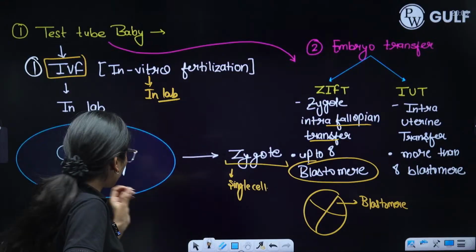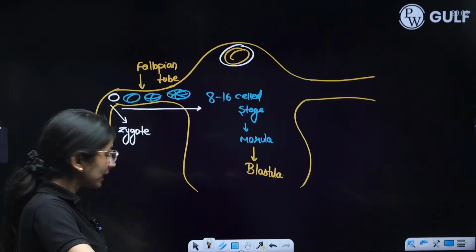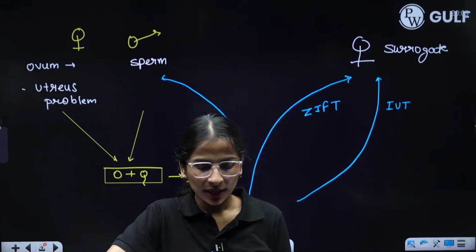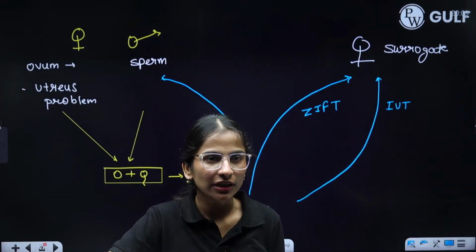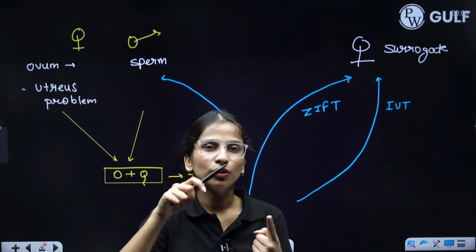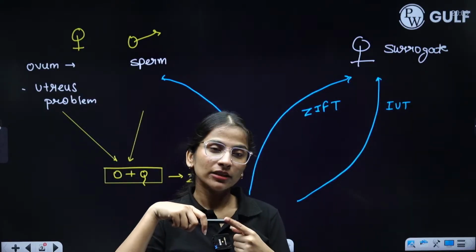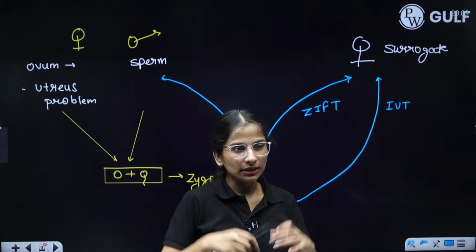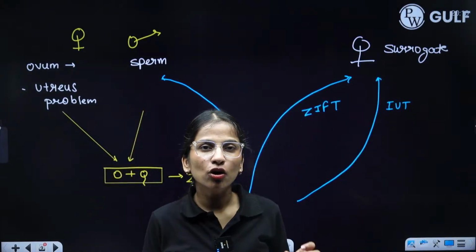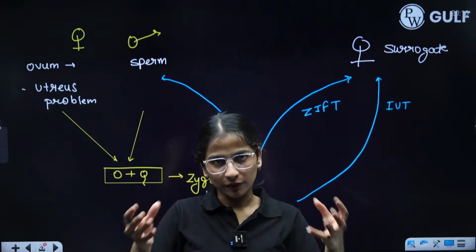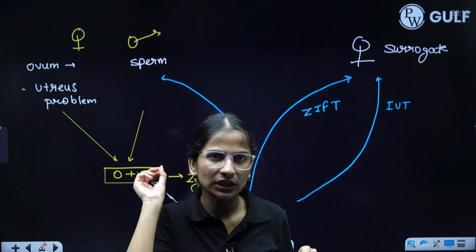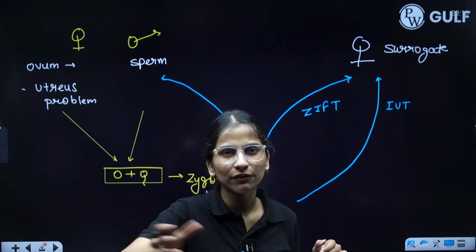Test tube baby. Now, why do we need to do test tube baby, ma'am? In which couples can we use the test tube baby method? In couples having issues in fertilization, the fallopian tube is normal, the uterus of the female is normal. The only issue is that the gametes are not able to get fertilized, they are not able to meet. Only if they are present at the site of fertilization at the same time will they fertilize, no?